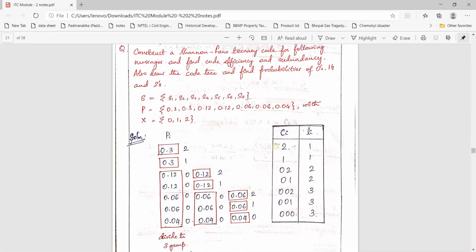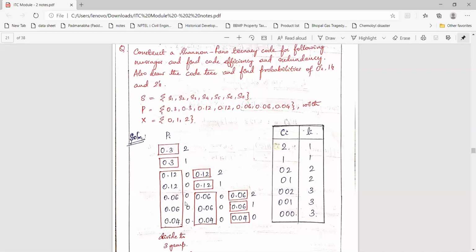Consider the first symbol probability, that is 0.3. Here we have a code word 2, so I'll write CI as 2. Since there is only one bit, LI, that is the length, will be equal to 1. Then the second symbol probability is 0.3. The code word assigned for that is 1, so I'll write 1 here and the length is 1. Next, the third symbol probability. The code word for that is 0, 2, so I'll write 0, 2, and the length is 2. Next, the fourth, the code word is 0 and 1, so I'll write 0 and 1 and the length is 2.